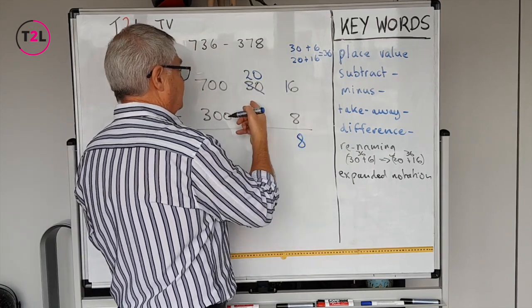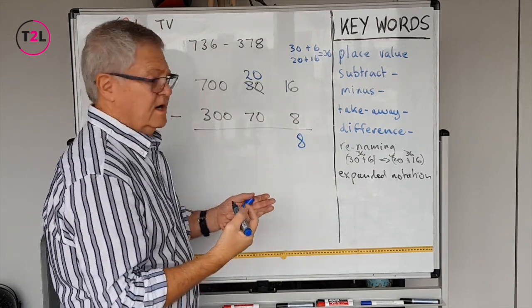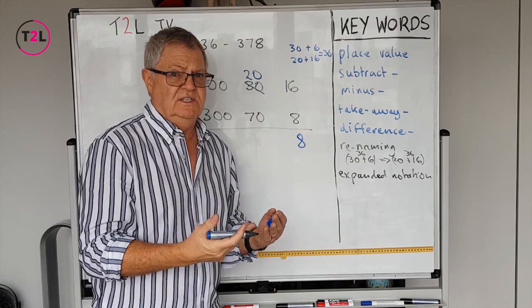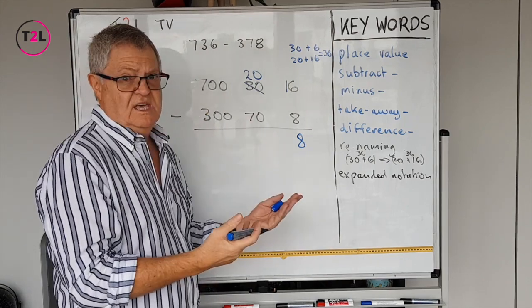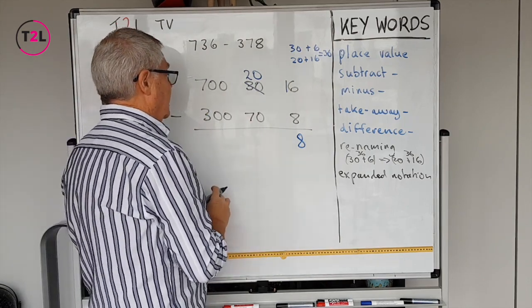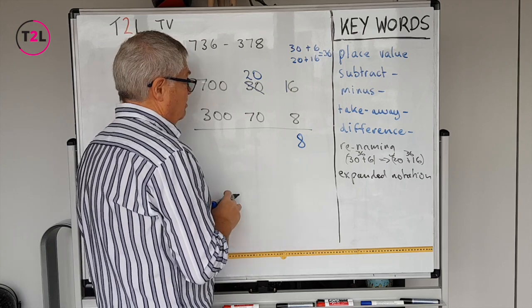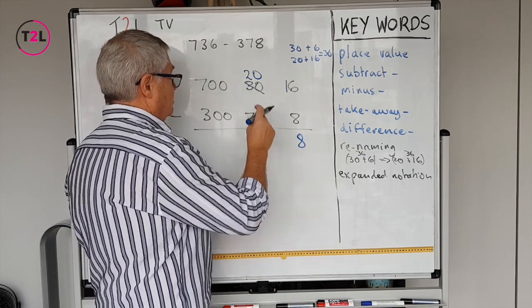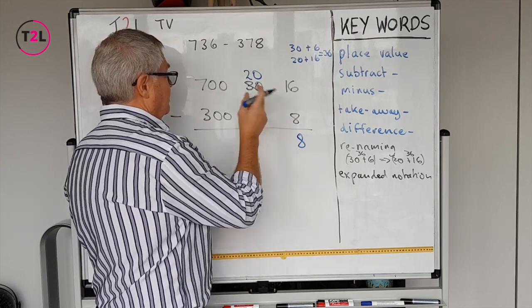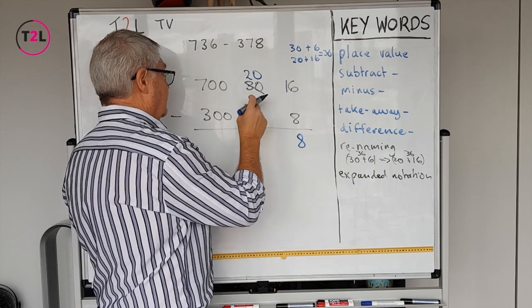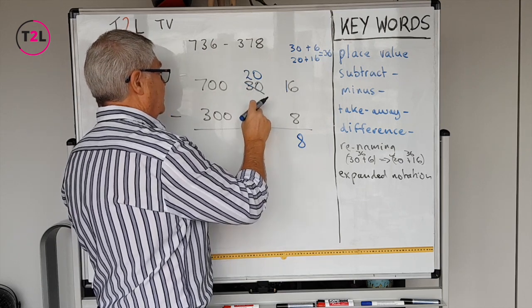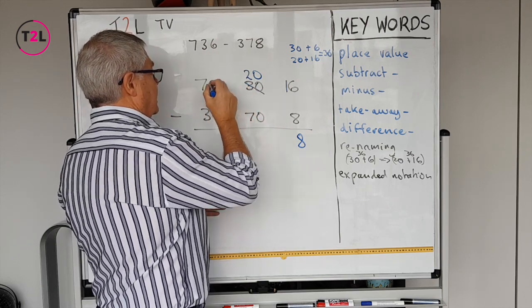Now kids aren't doing things like 2 take away 7. It actually is 20 take away 70, because that's what's there. 20 take away 70, you can't do. Well, you sort of can, but you choose not to. I choose not to do it. So 20 take away 70, let's rename that then.